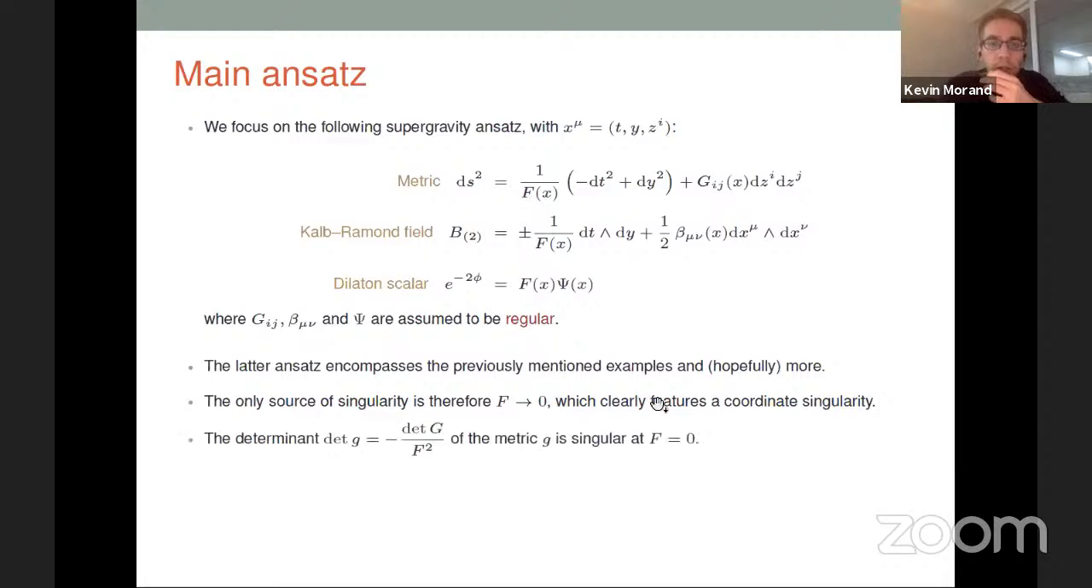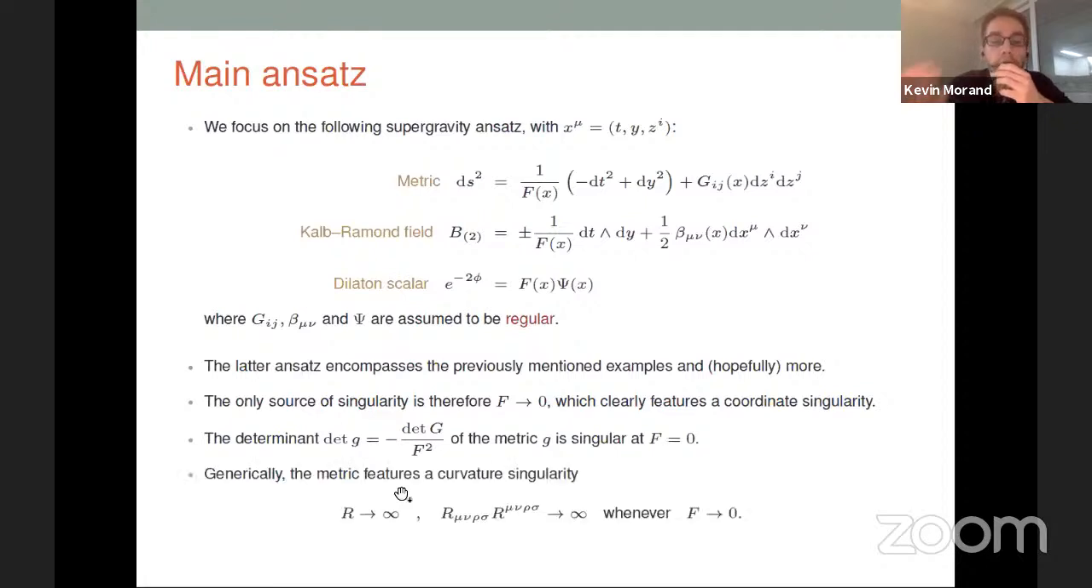But it's also, in fact, a curvature singularity, as we can check by computing the determinant. So the determinant of the metric g will blow up when f goes to 0. And also generically, this metric features a curvature singularity. So if we compute the Ricci scalar or the Kretschmann scalar, both of them generically blow up when f goes to 0. So we have a genuine curvature singularity in our supergravity ansatz.